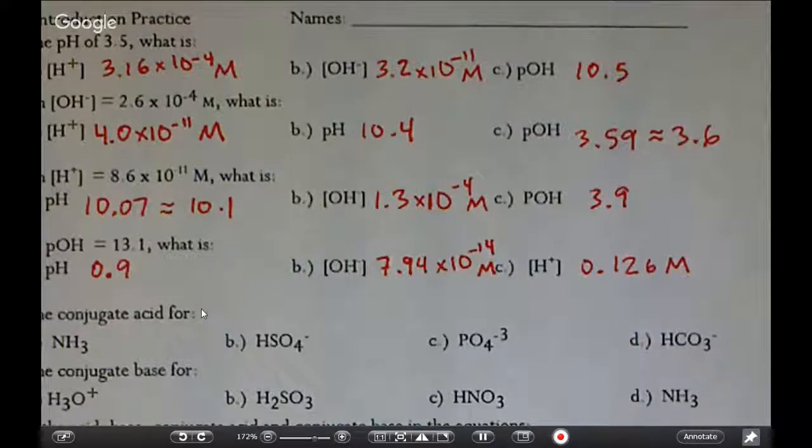Any questions 1 through 4? Can you do 3B? 3B? Sure.